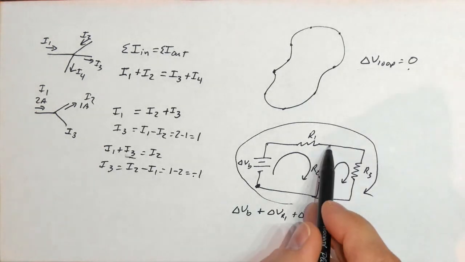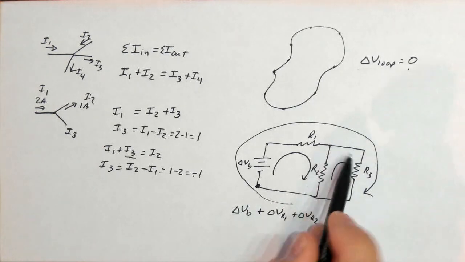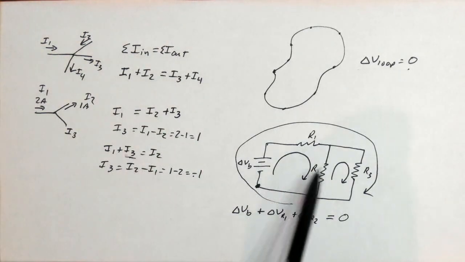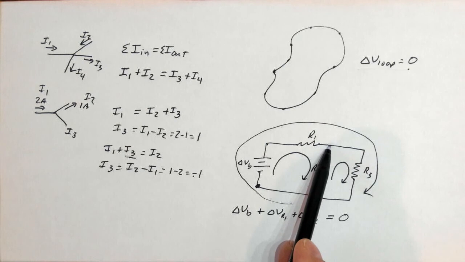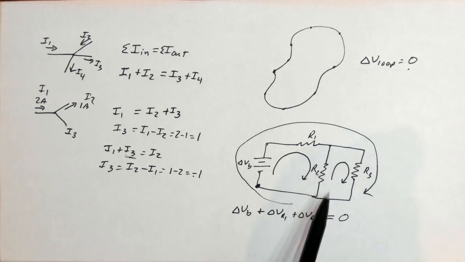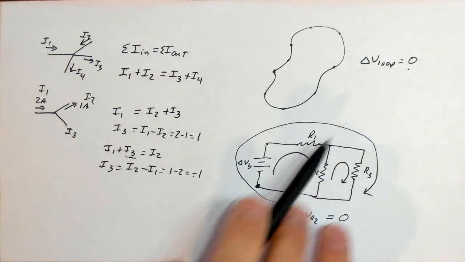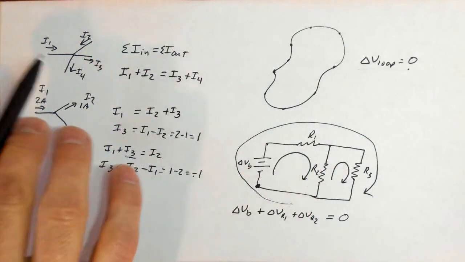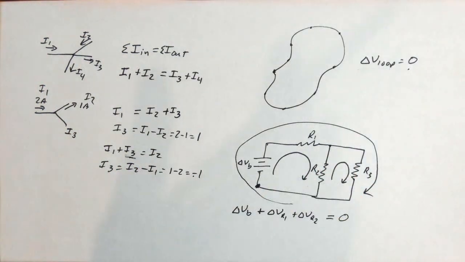Now notice at the junctions, I didn't really care that there were junctions. The junction rule cares about junctions. The loop rule just cares about loops. And so I would be able to apply a junction rule to the currents right here as well as right here. And so I can apply this and this to analyze this circuit. So recognize that the node or junction rule and the loop rule are both tools to analyze circuits.